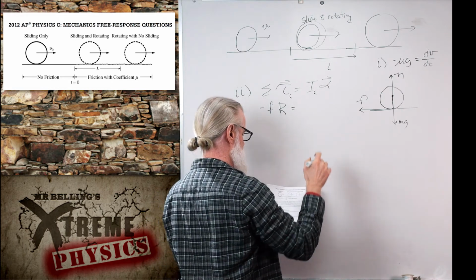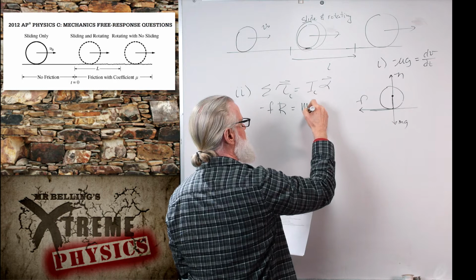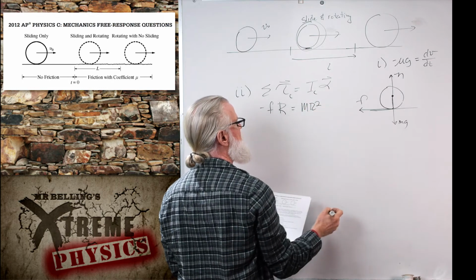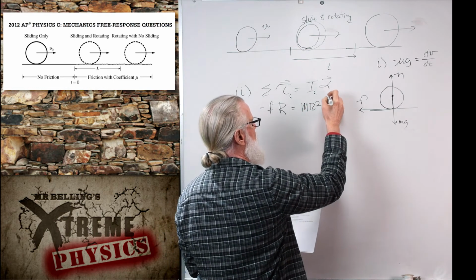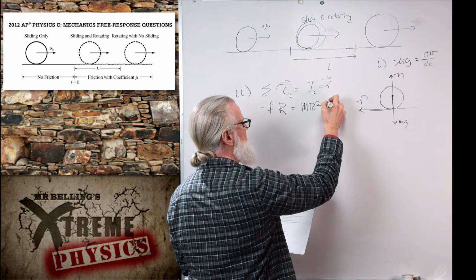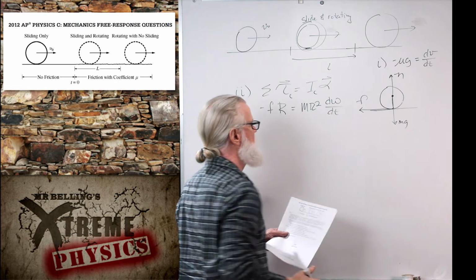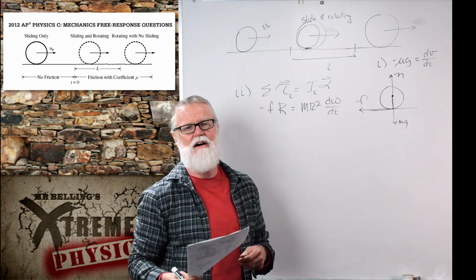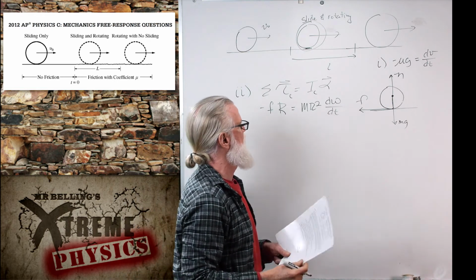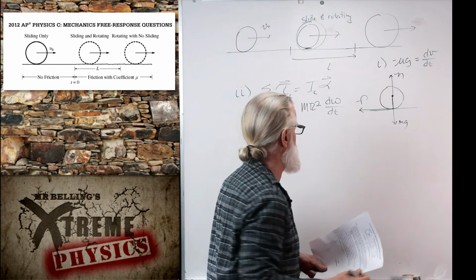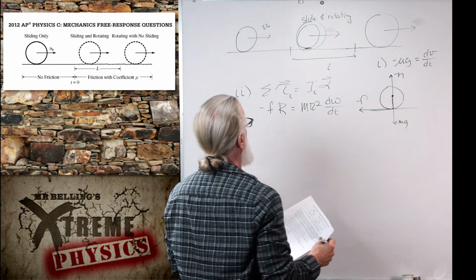Equals the moment of inertia, and that's just a hoop, so it's mr squared, alpha. Now, to make this a differential equation, I'm going to change alpha to d omega dt. Right? So alpha is d omega dt. Make sure you know your kinematics relationships. All right.